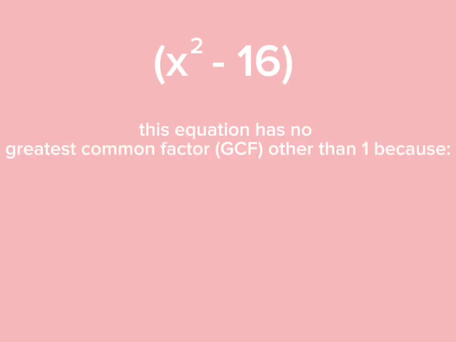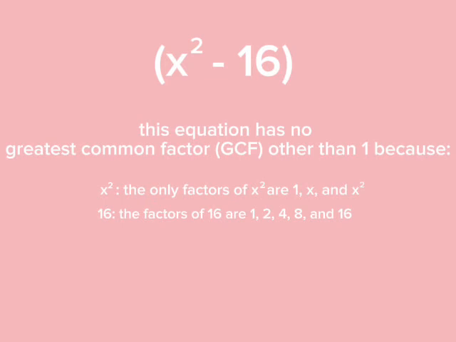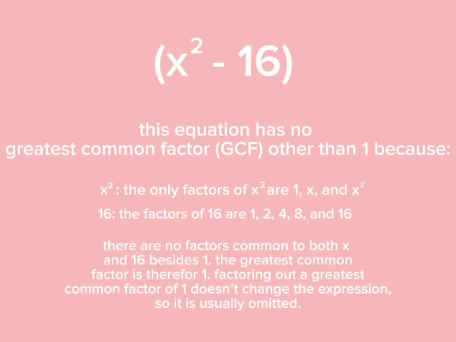a binomial. This equation has no greatest common factor other than 1 because the only factors of x squared are 1, x, and x squared. The factors of 16 are 1, 2, 4, 8, and 16. There are no factors common to both x and 16 besides 1. The greatest common factor is therefore 1. Factoring out a greatest common factor of 1 doesn't usually change the expression, so it is usually omitted.